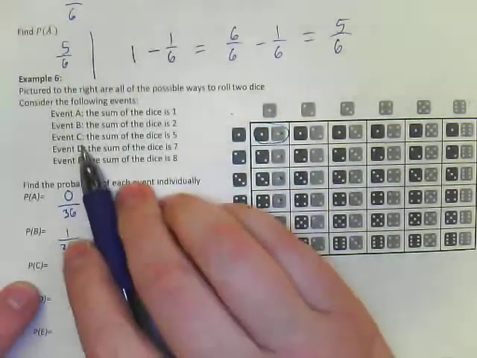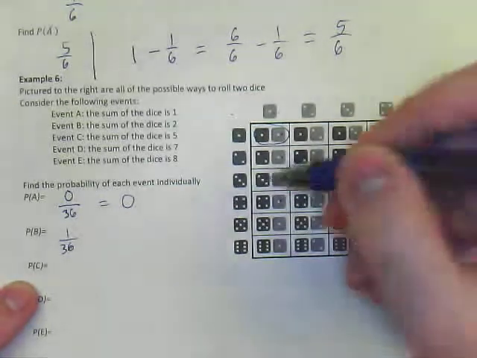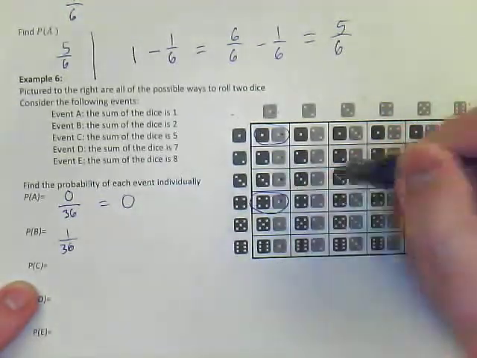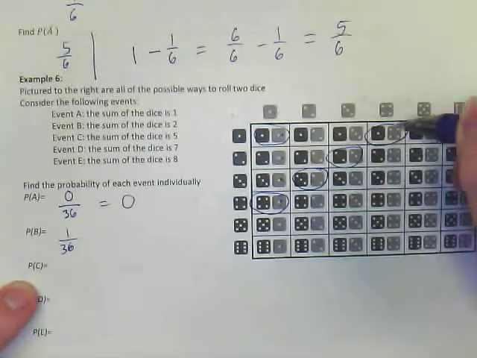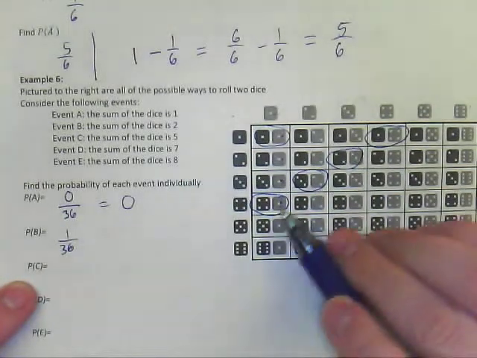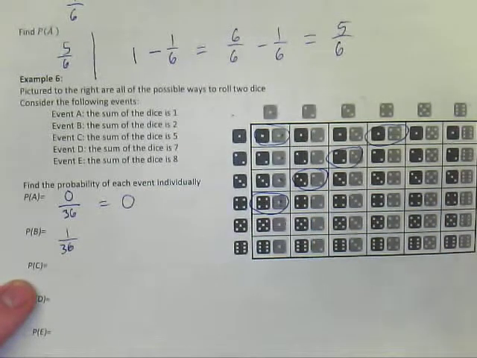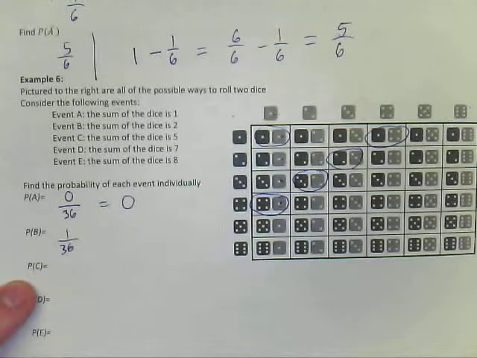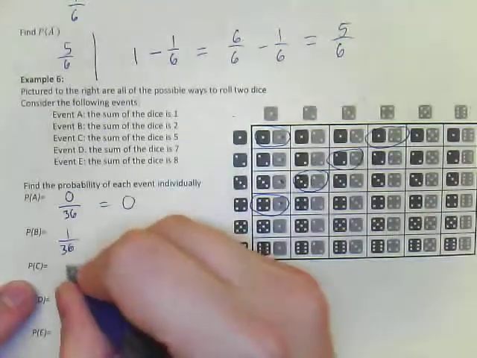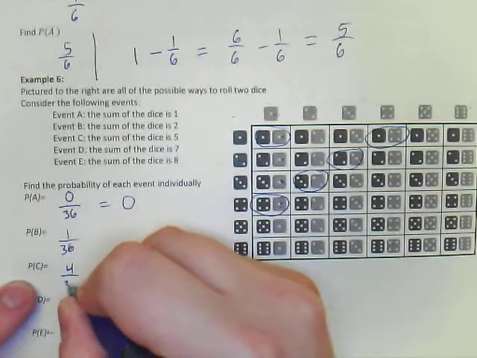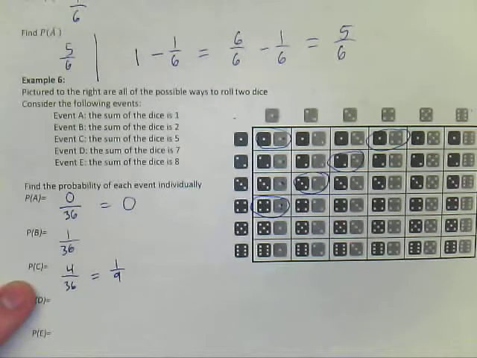Probability of event C, that's the sum of the dice being 5. Well, let's look at all the ways that we can get a 5. So we can get a 5 from having 4 and 1, from 3 and 2, 2 and 3, and 1 and 4. So you'll notice that all the 5s are along a diagonal here. And actually all the numbers we can get are along a diagonal. But in any case, there's 4 ways to roll a 5. And so we get 4 out of the possible 36. Well, that's going to be 1 out of 9 if we reduce that.